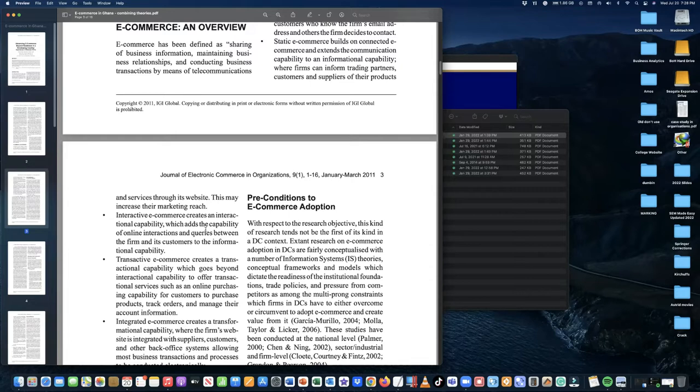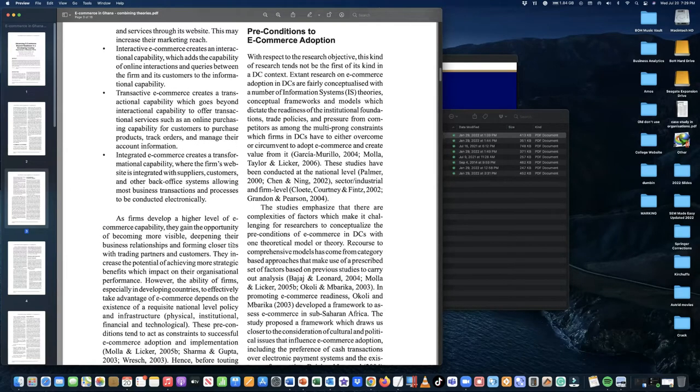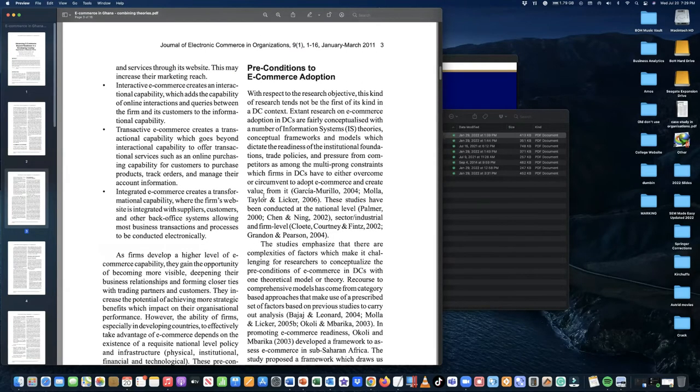Because some products sell by the hour. When your product is finished by that hour and people keep on coming, they'll find an alternative and they'll drop you. So you see, in this scenario, the integrated level becomes the optimum level where we all want to get to, where things are connected with the back office. Now, when we come to e-commerce adoption, we have to look at what kind of frameworks help us to understand e-commerce adoption.